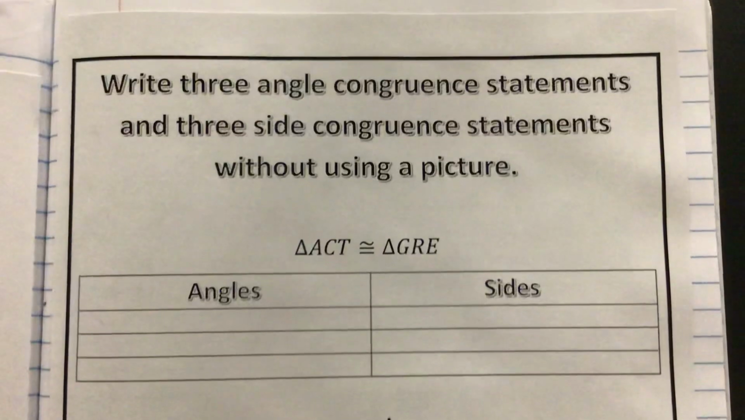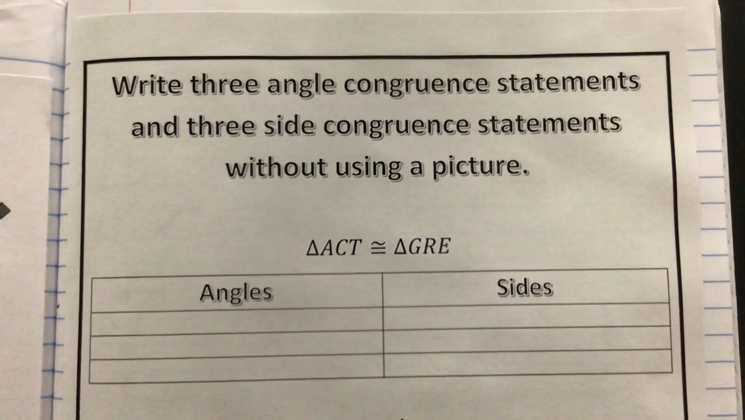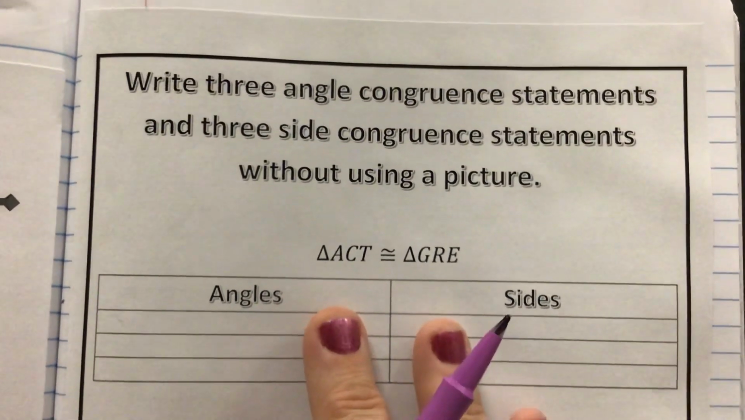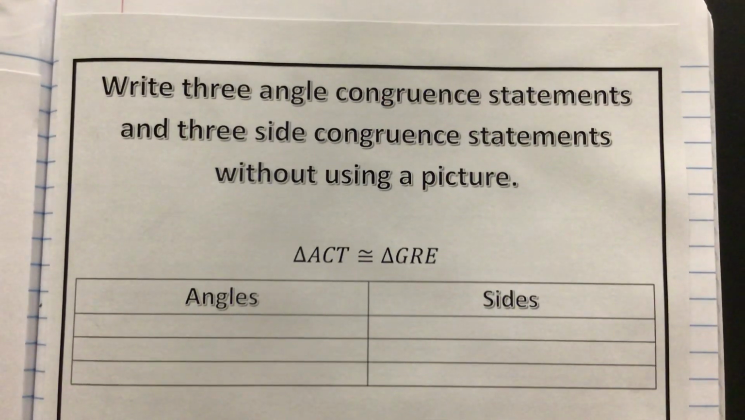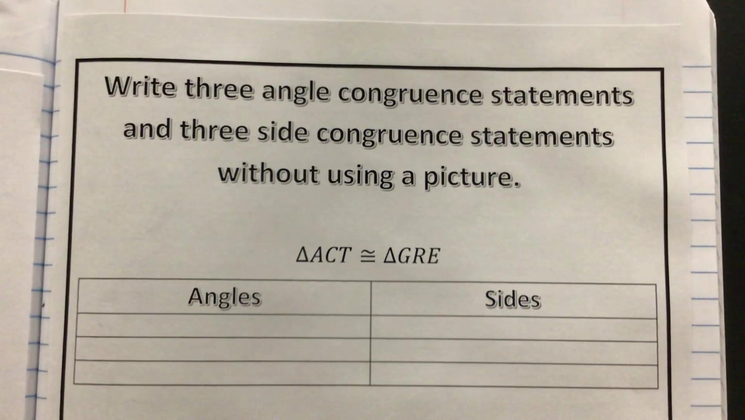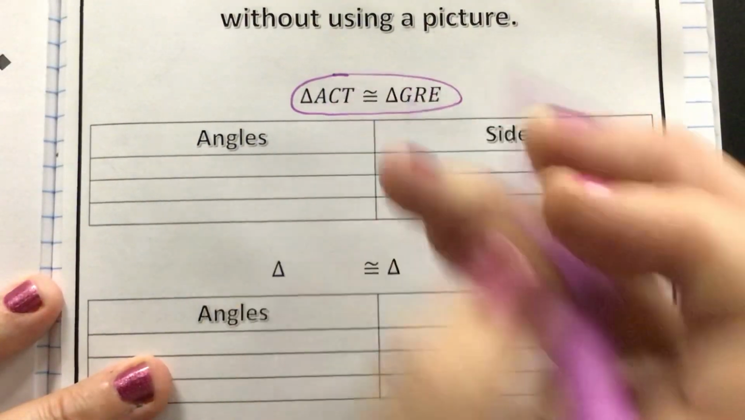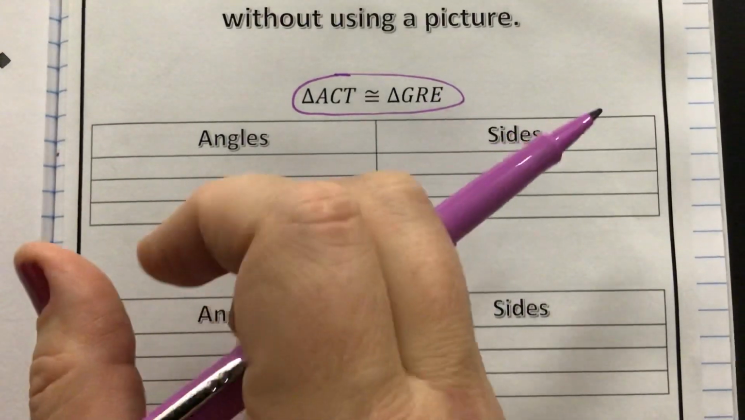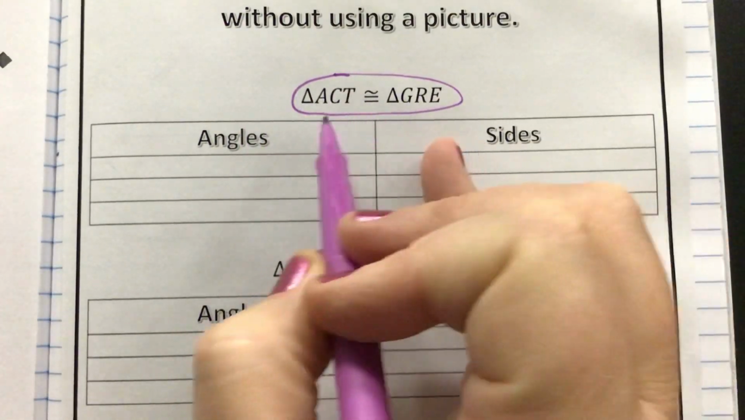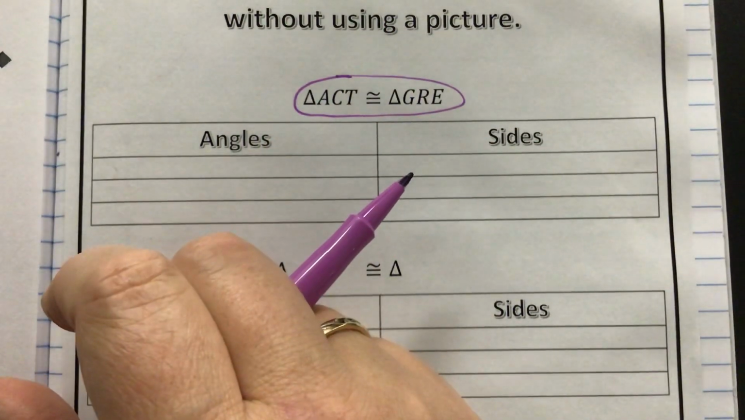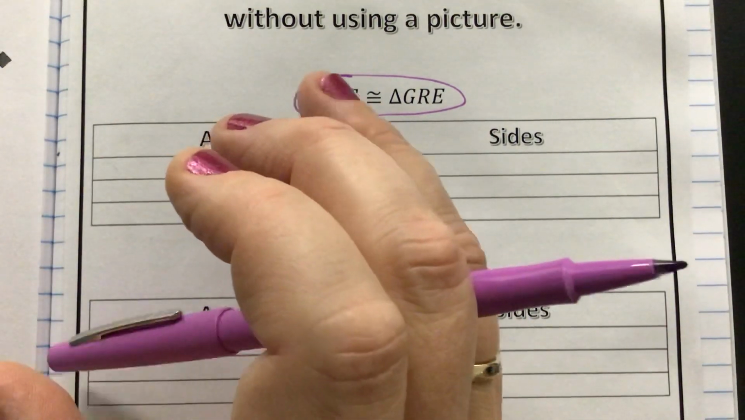How do we know how to do corresponding? Because order... Hold on to that thought. Okay, so on this page, it says to write 3 angle congruent statements and 3 side congruent statements without using a picture. What's going to happen is they're going to give us this statement here. You see where it says triangle ACT is congruent to triangle GRE? This is telling us the order. So that's how we know what corresponding parts go together. Does that answer your question, kind of, Colton?